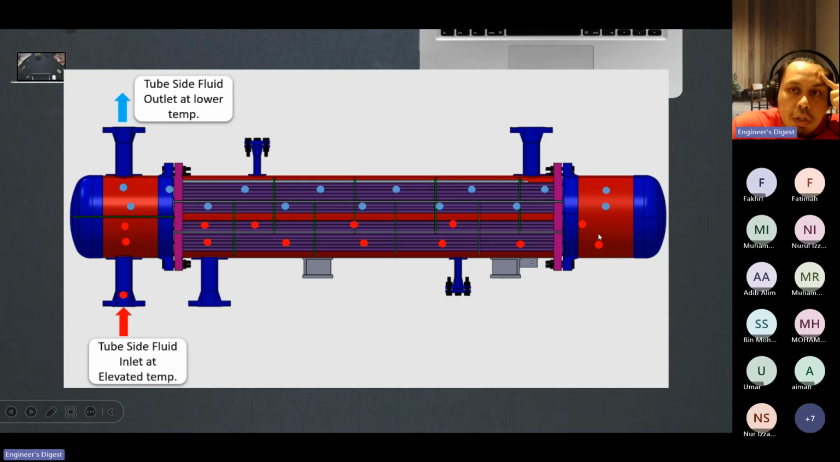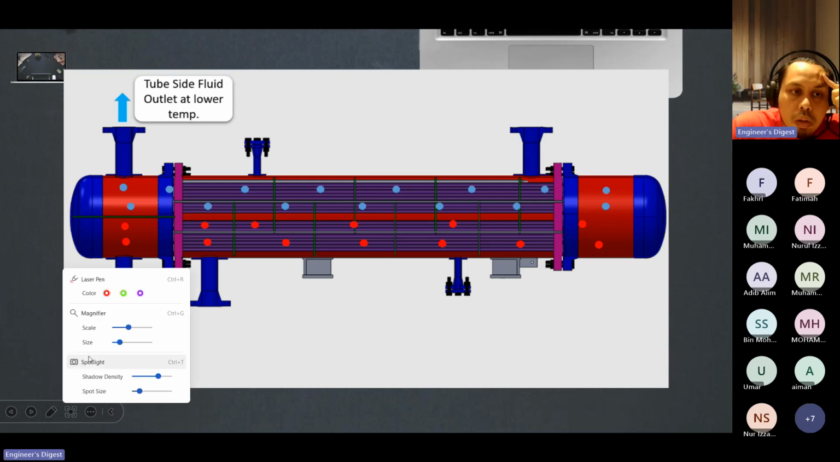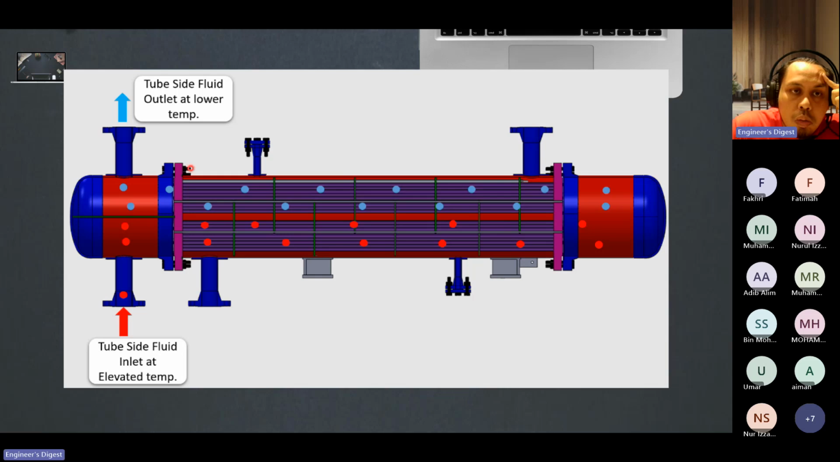Alright, this is a fixed type. There are two tube sheets here. This is the first tube sheet. This is the second tube sheet. It is integral to the shell, so it is welded here. This is what you call a channel, and this is your bonnet. This is the nozzle. So this is the tube side.